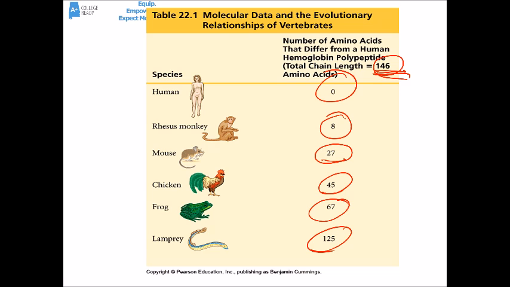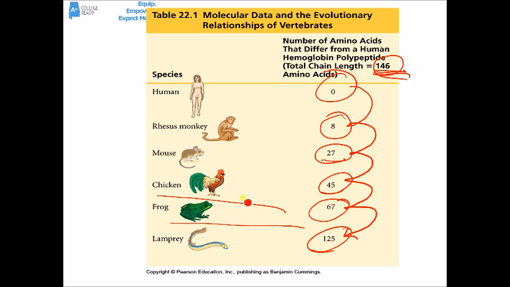So scientists would say this means that humans are most related to monkeys, and then still pretty closely related to mice, more distantly related to birds, even more distantly related to amphibians, and even more distantly related to fish. And notice that this evidence follows the same pattern that we talked about with the fossil record. Fish first, then amphibians. Reptiles aren't on here, but then reptiles, then birds, then mammals, and then somewhere later in mammal evolution, humans.